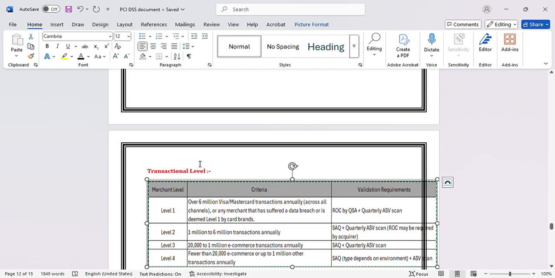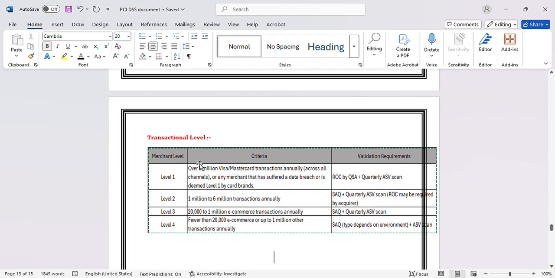Okay, what are the transaction levels? For Level 1, over 6 million Visa and Mastercard transactions annually across all channels, or any merchant that has suffered a data breach or is deemed Level 1 by the card brands. Validation is RoC, or SAQ, plus quarterly approved scanning vendor scans.